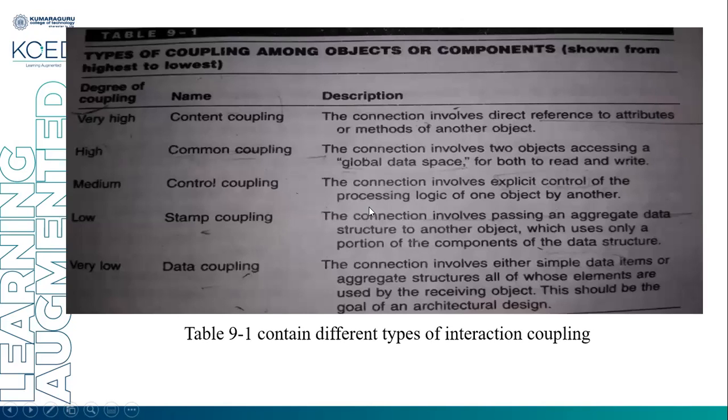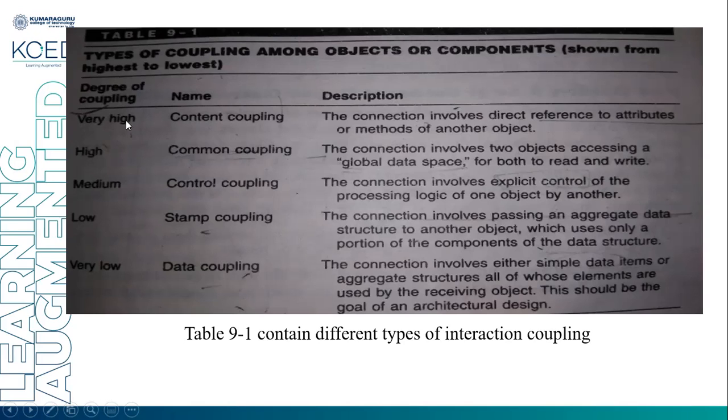So here various types of coupling among the objects or components are shown. They are arranged from very high coupling to very low coupling, with the degree of coupling, the name, and a description.